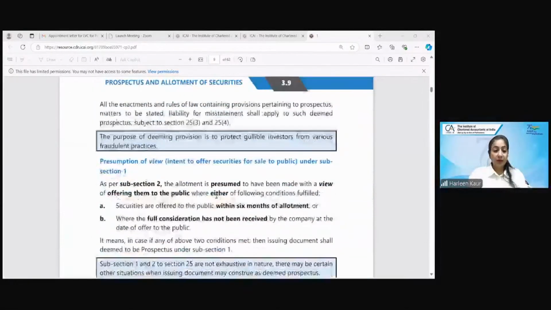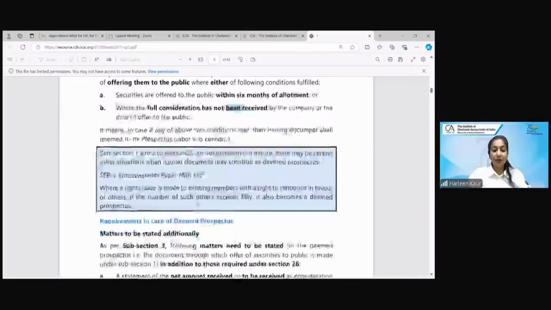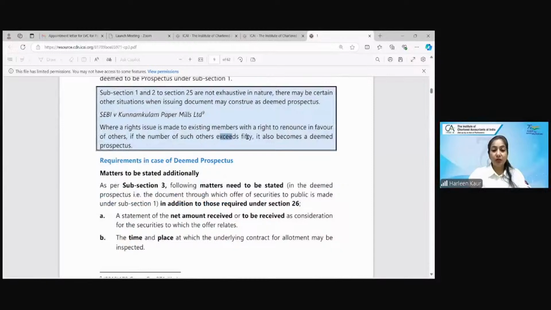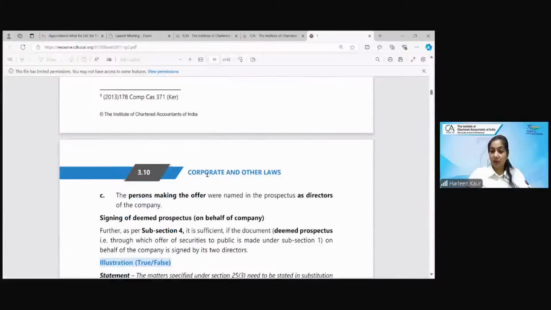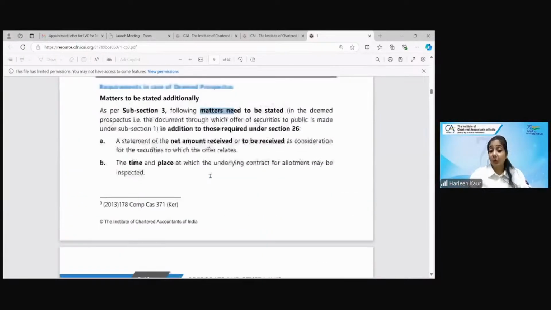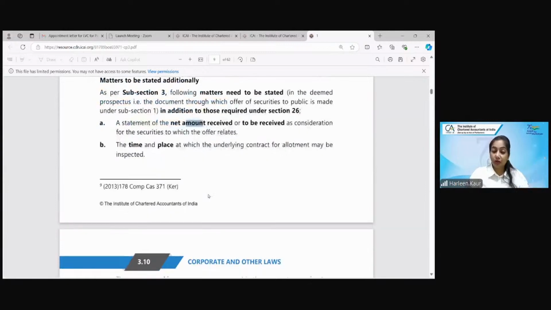So deemed prospectus we have done. This 6 months of allotment, I hope it's clear. This is your Gurutam case, which was mentioned if 50 is exceeded. These are your additional matters. These are 3 things, additional matters that shall be included along with section 26, subsection 1. An MCQ can come on this. What all additional matters can be included? Gross amount received, net amount received, full amount received. What should be there? So net amount received has to be written as the additional matter.